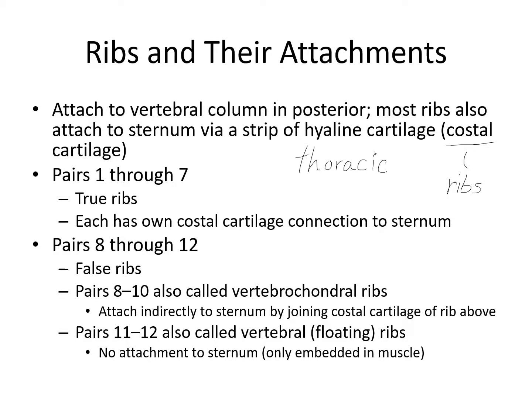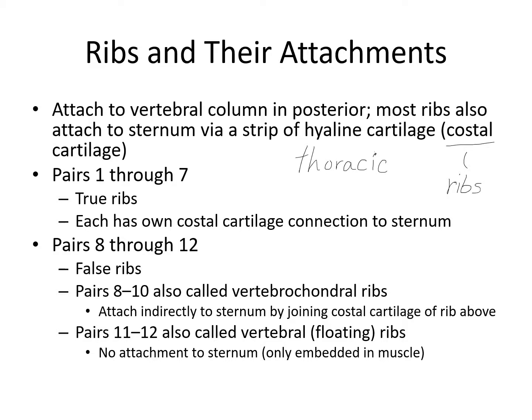Now pairs 8 through 12, so going inferiorly, these are known as false ribs. That's because they do not have their own costal cartilage connection to the sternum. And again, you'll get a better sense of this when you actually look at photos or depictions, or also an actual articulated model of a skeleton. So these are false ribs.